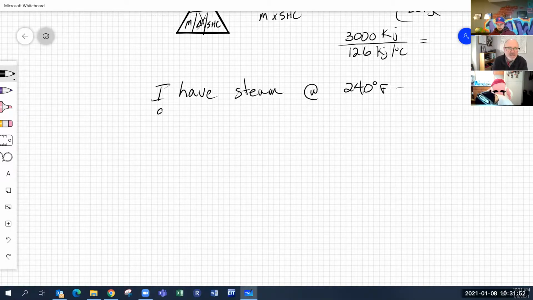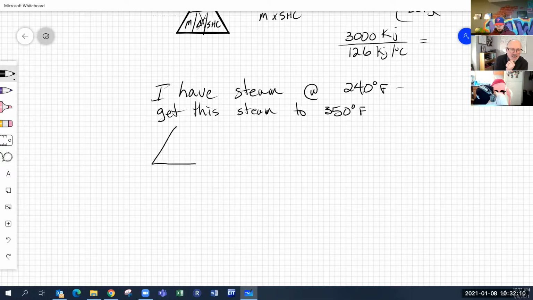So I have steam at 240 degrees Fahrenheit. I want to get this steam to 350 degrees Fahrenheit. So I have a substance and I'm just raising the temperature. So this is a sensible heat equation. And I'm going to tell you that I have 800 pounds of this steam.